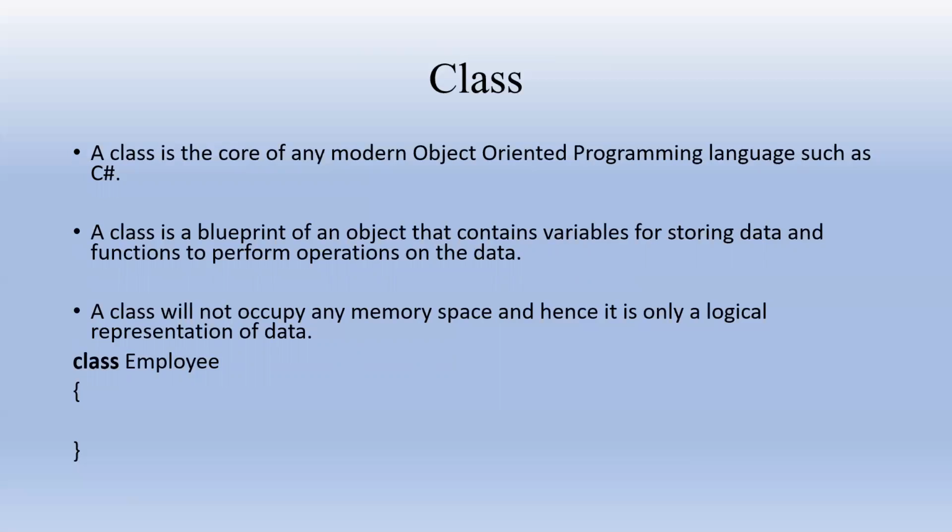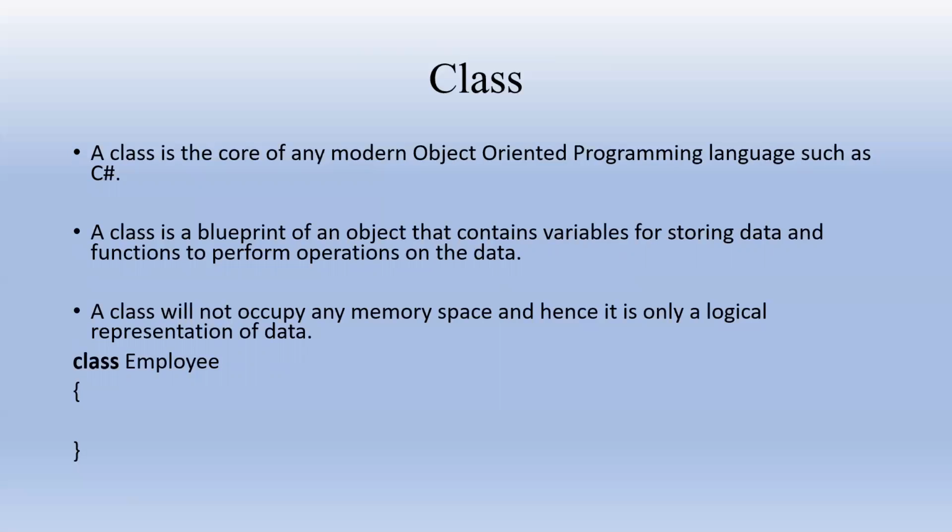As I mentioned already, a class basically contains fields, properties, methods, events, indexes, etc. The variables or properties we declare are used for storing the data, and the methods which we write inside the class are used to perform some operations or some logic on that data. A class never occupies any memory space, okay? Because it's a logical representation of data. It's not stored physically somewhere.